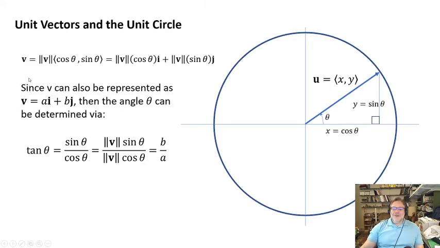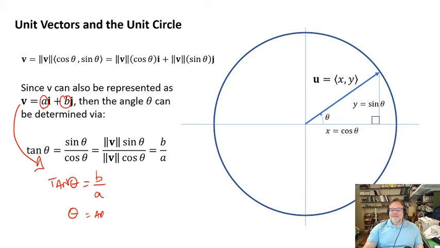And so if we're given a vector like this, with some scalar a multiplied by i and some scalar b multiplied by j, then we can find out the angle at which this vector is pointing by saying tangent of theta is equal to b divided by a. We just have to take those two numbers and divide one by the other. And we get the arctangent of b over a, and we can find out what angle theta is.